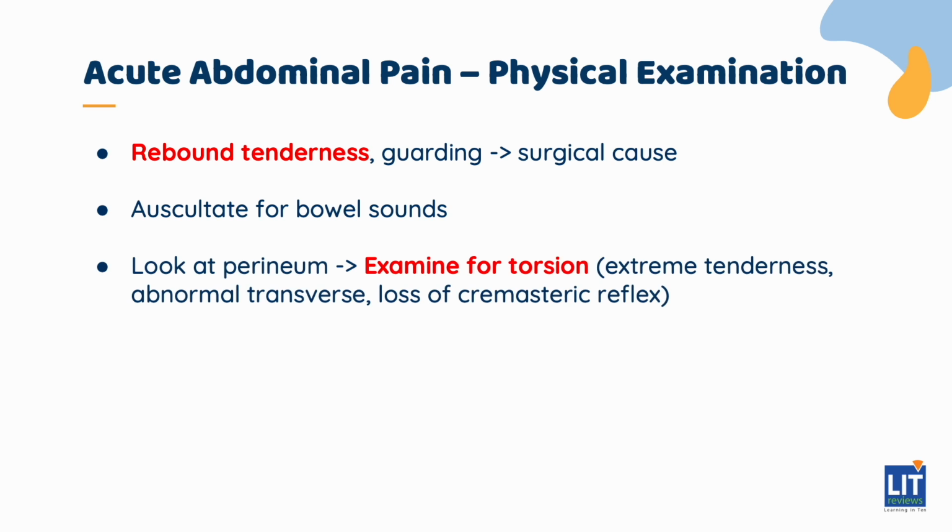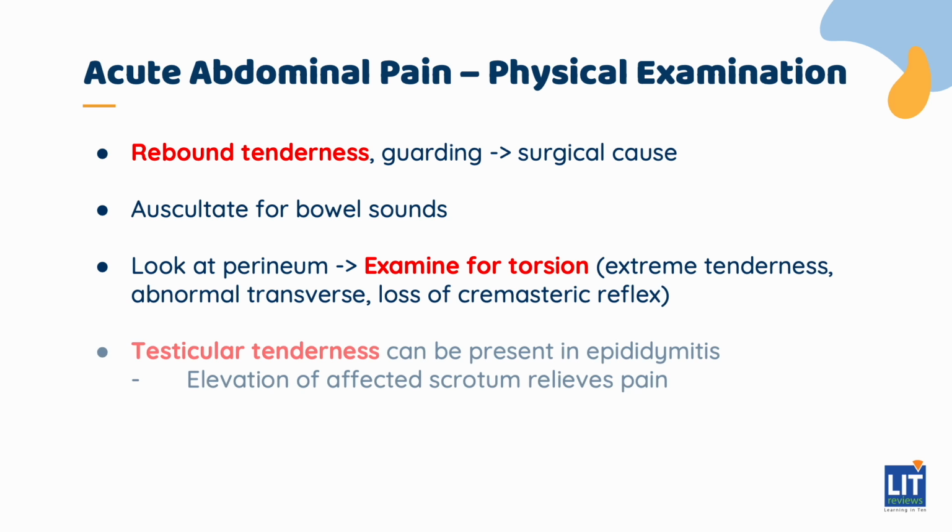Look at the perineum. Examine the testes carefully for torsion, where there will be extreme tenderness, abnormal transverse lie, as well as the loss of cremasteric reflex. Testicular tenderness can also be present in epididymitis, and the elevation of the affected scrotum then relieves the pain. This is Prehn sign. Also look out for anal fissures.